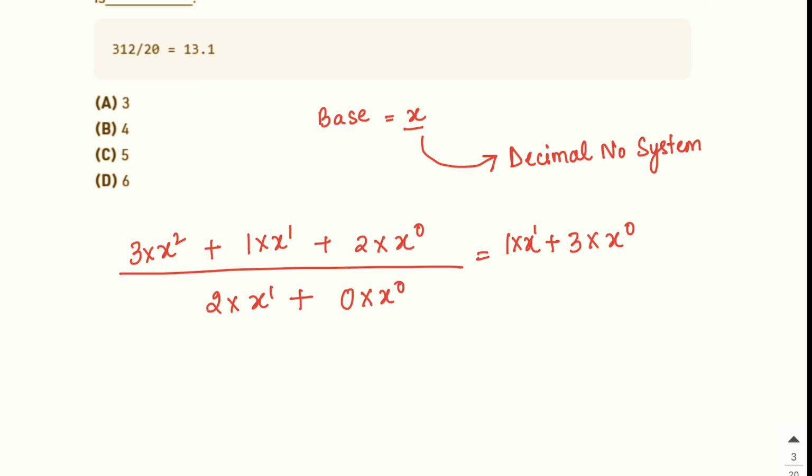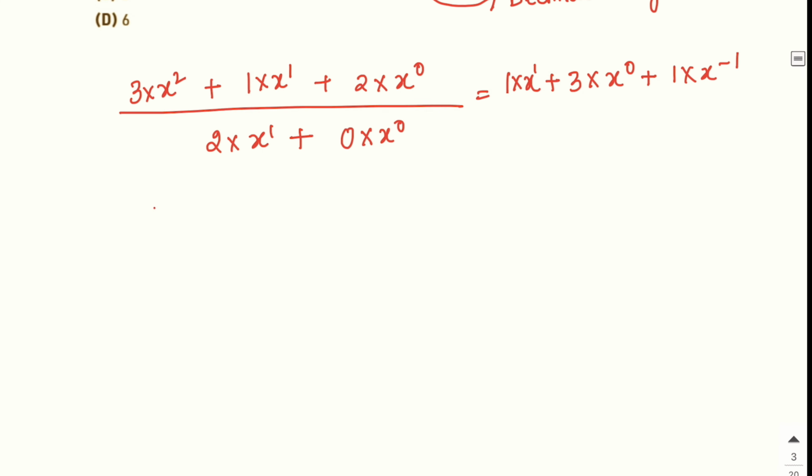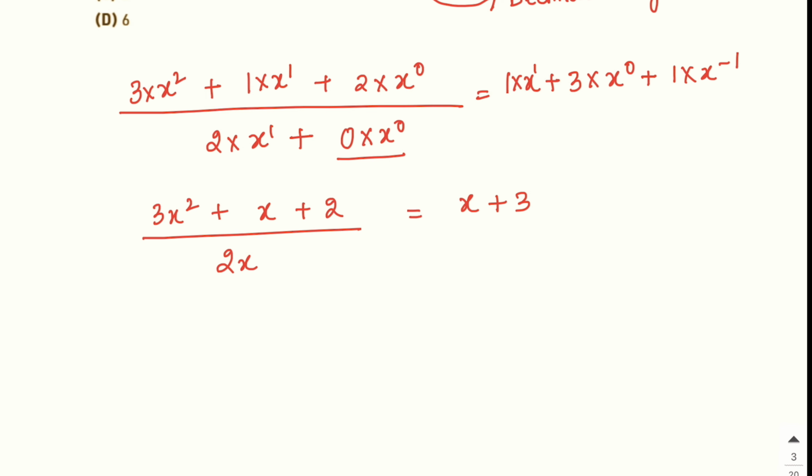And you know, after the decimal points we have negative powers of the base. So this is plus 1 into x to the power minus 1. Now you just need to solve this equation. So we have in the numerator 3x square plus x plus 2. In the denominator we just have 2x because this is 0 equal to x plus 3 plus 1 by x. So we just need to solve this now.